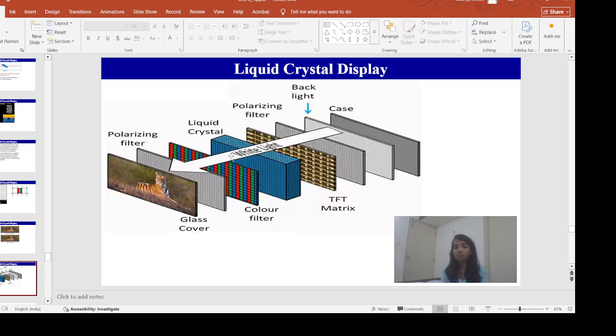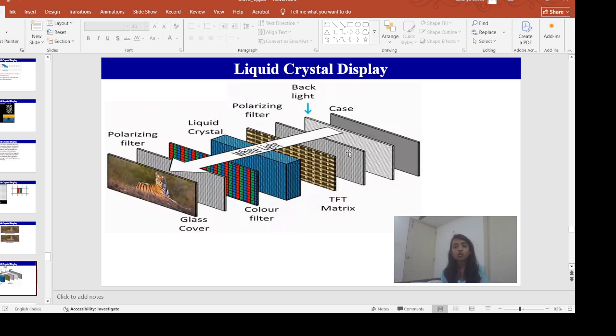This backlight emits a white light, and it is allowed to pass through a polarizing filter. This polarizing filter is a vertical polarizing filter. This backlight consists of the unpolarized light wave. So when it is allowed to pass through the polarizing filter, what will happen? Only the vertical vibrations will come out. Only the vertical components of the light will come out. We will get the vertically polarized light wave.